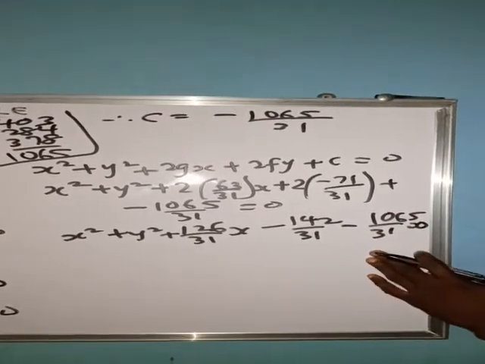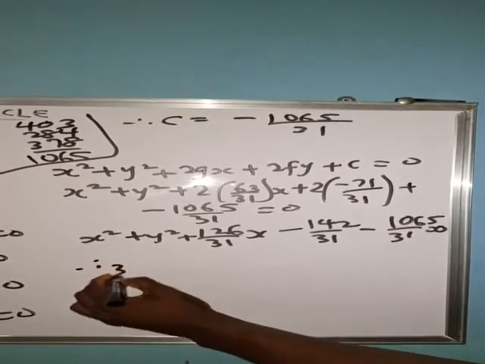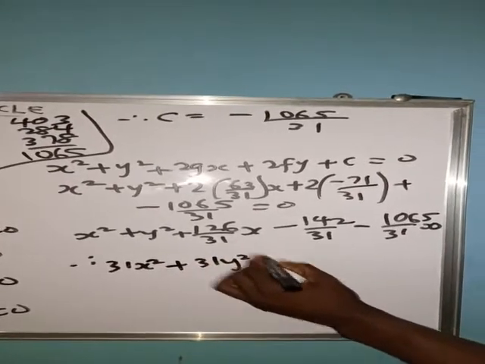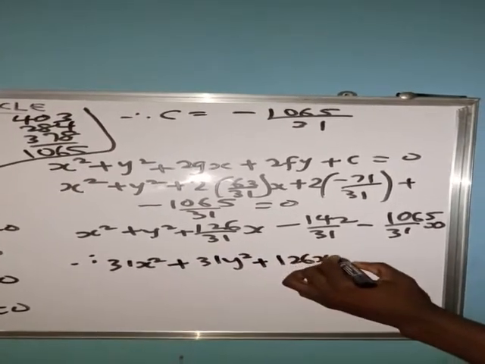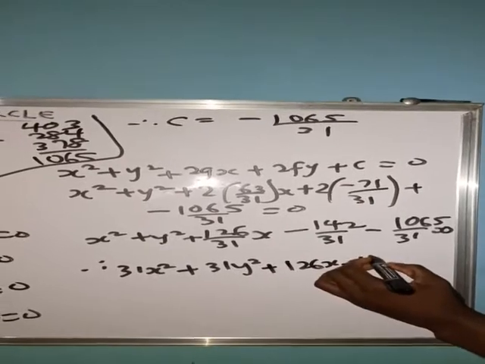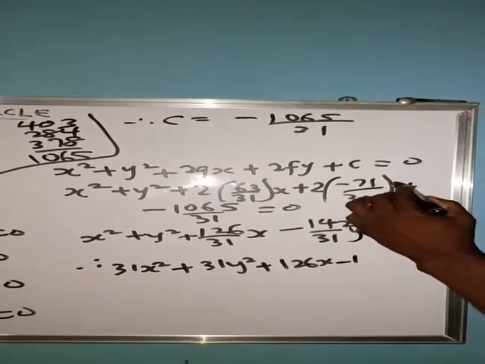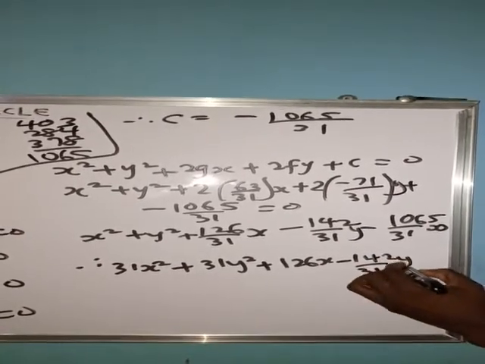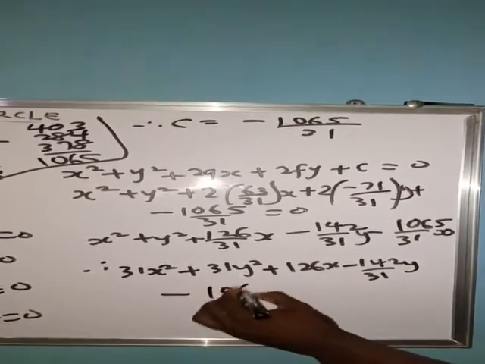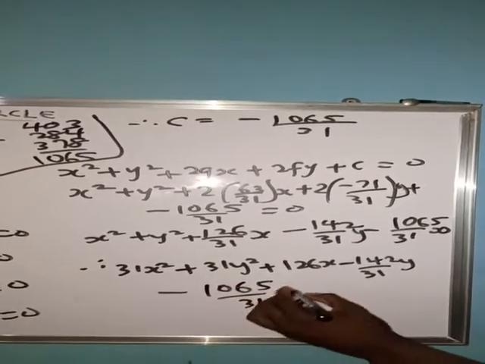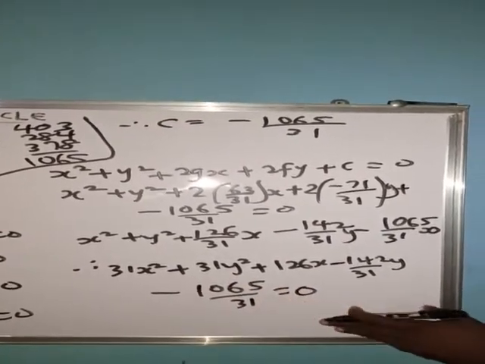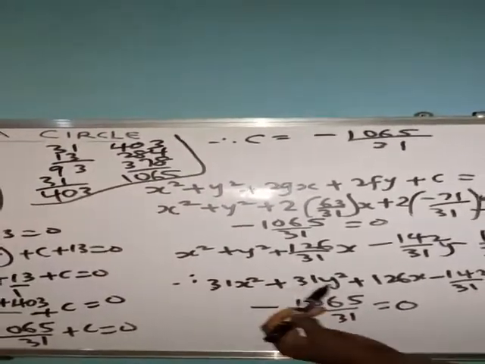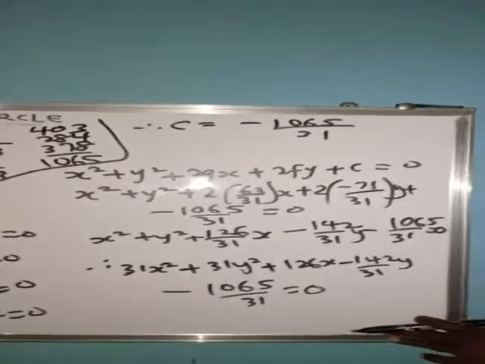Multiply through by 31. So we have 31x squared plus 31y squared plus 126x minus 142y minus 1065 is equal to 0. This is the equation of the circle. You can see that the coefficients of x squared and y squared are equal. That's how the equation of a circle is.